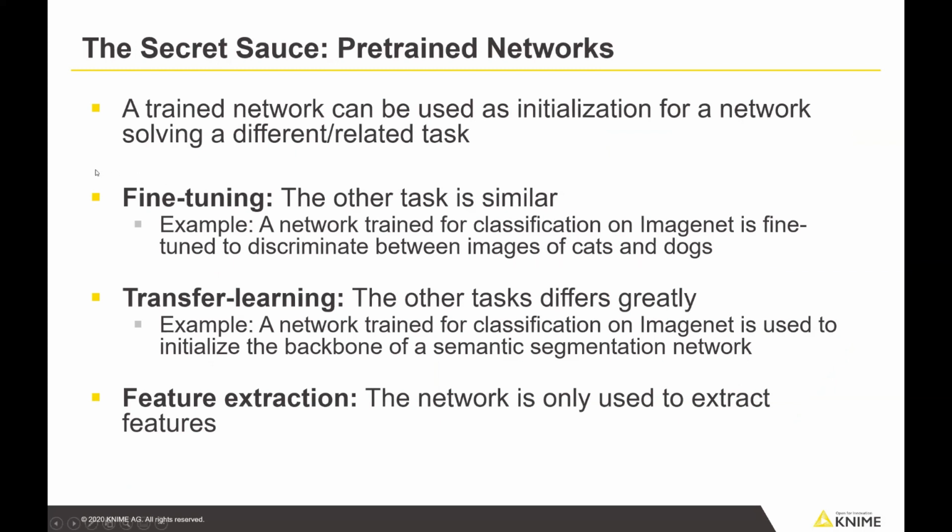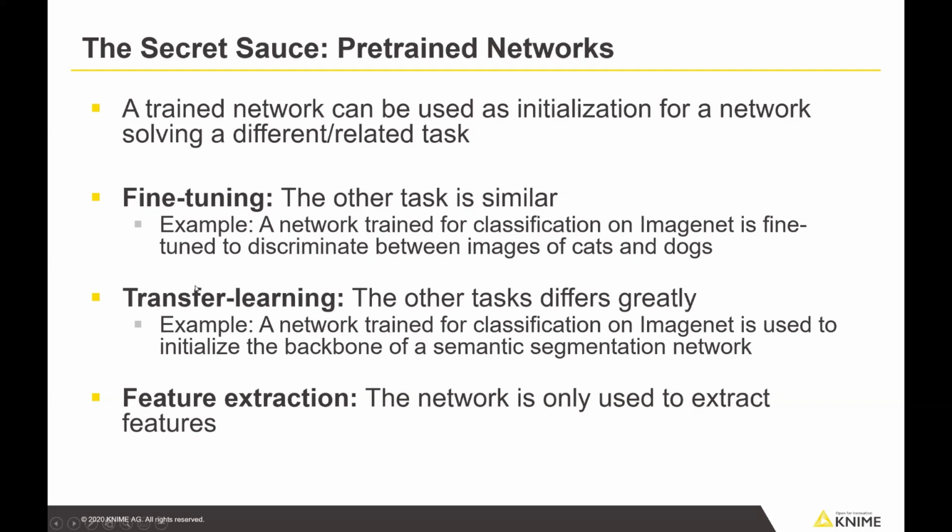And this comes in different flavors. For example, we have fine-tuning. This can be used when the other task is similar. For example, we have a network trained on ImageNet, where the goal of the ImageNet challenge is to put images into 1,000 classes. And we can use this network as a starting point to train it, for example, on our 2-class classification.